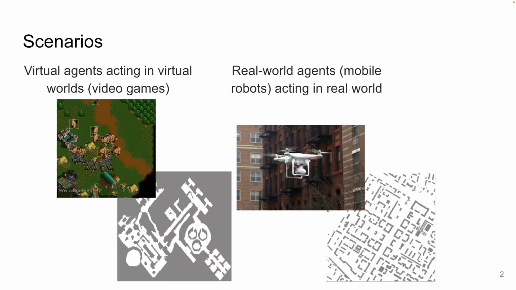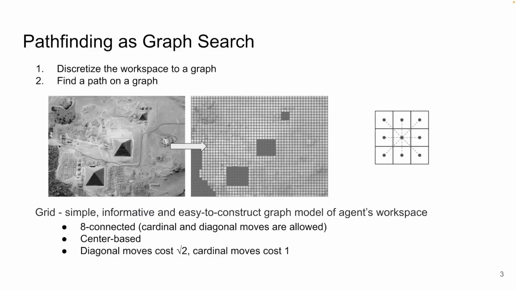Pathfinding problem naturally arises in various applications, like robotics, computer games and others, and it generally asks to find a collision-free path for an agent in the given environment. Often in AI, this problem is reduced to finding a path on a graph representing the agent's workspace. Within this approach, first the workspace is discretized to a graph, and then a graph search algorithm, like A star, is invoked. In this work, we follow this approach and use an 8-connected grid to model the environment.